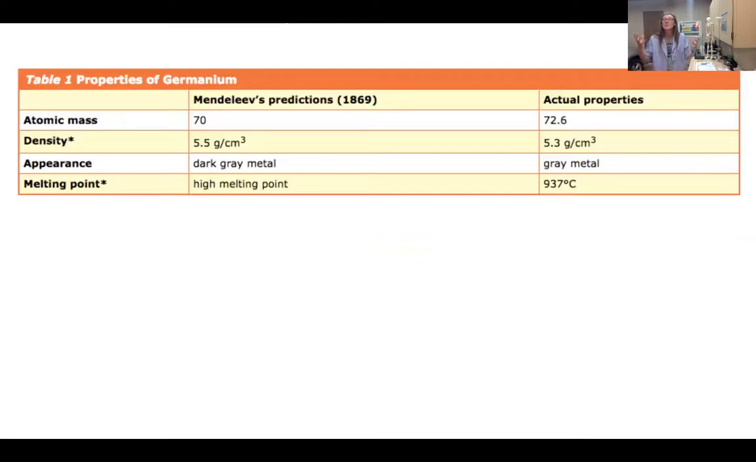He's gonna say, I think that there's something in this range, it probably has an atomic mass of about 70. He's gonna say, I think it has an atomic mass of about 5. I think it's probably a metal. I think it's probably really hard to melt it.